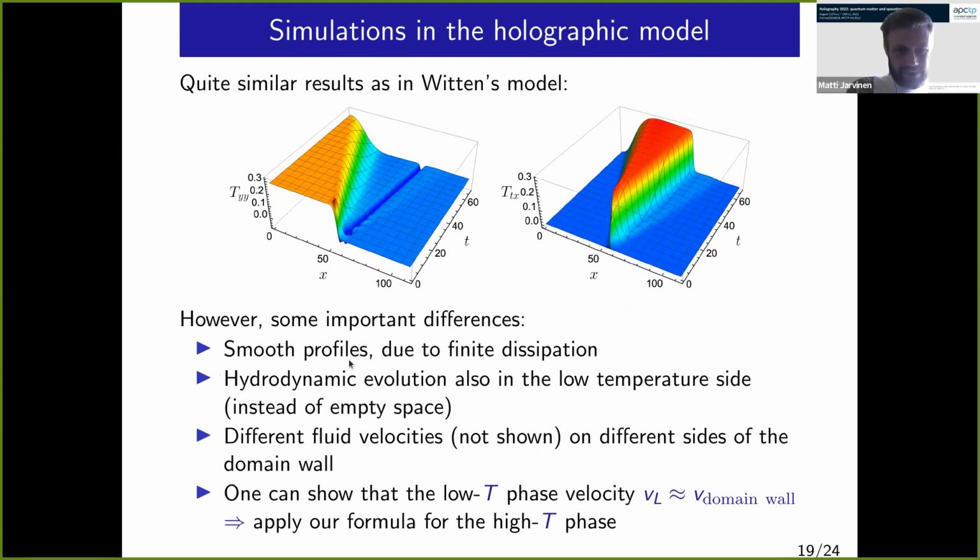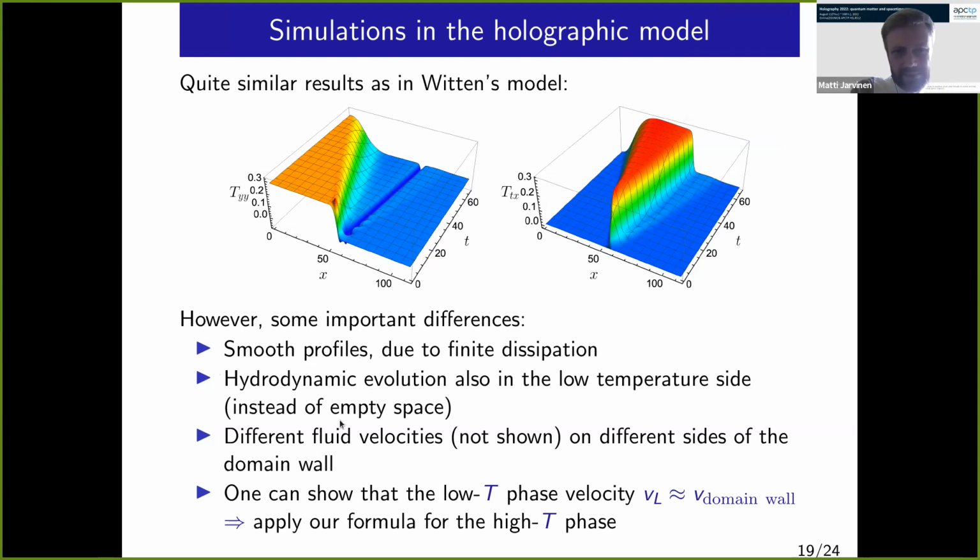Now the profiles are smooth, so if you recall in Witten's model, there were some waves here, and we think that this is just due to finite dissipation, because in this non-conformal holographic model, you have all the dynamics included, including the dissipation.